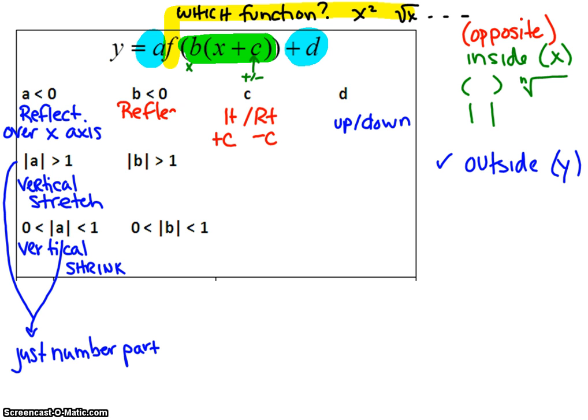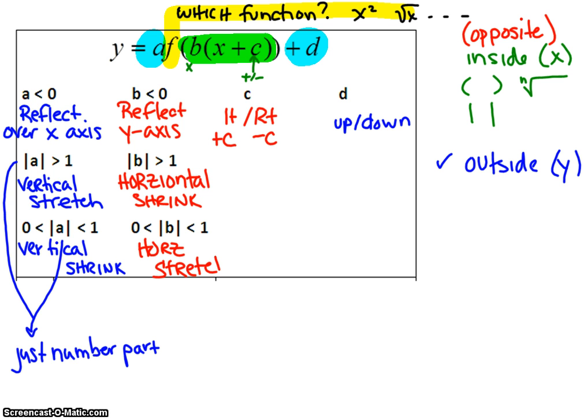When it's negative, it's going to reflect again, but it's the opposite axis. So instead of the x-axis, it's now the y-axis. Number part again, when we're talking about the absolute value of B, when it's greater than 1, it's the opposite. So not vertical, it's horizontal, and a horizontal, again, that's left and right. And it's not stretch, it's going to be a shrink. Same way, when it's between 0 and 1, it's not vertical, it's horizontal, it's not a shrink, it's a stretch. And like I said, we'll get into those more in the next presentation.